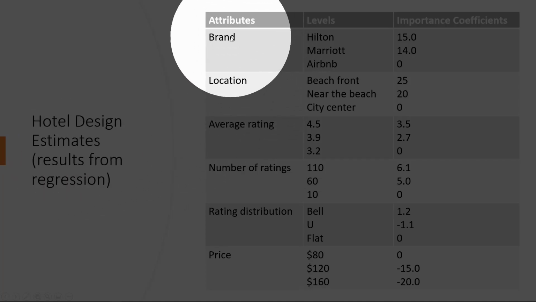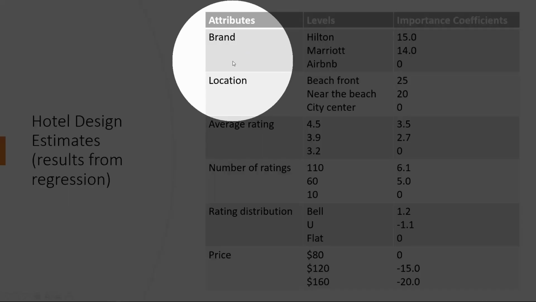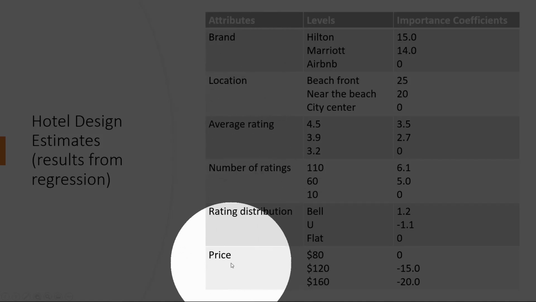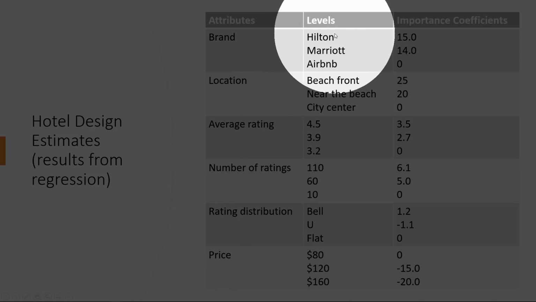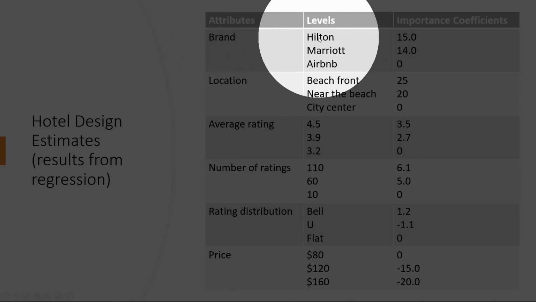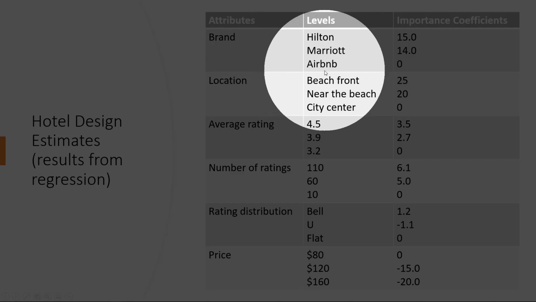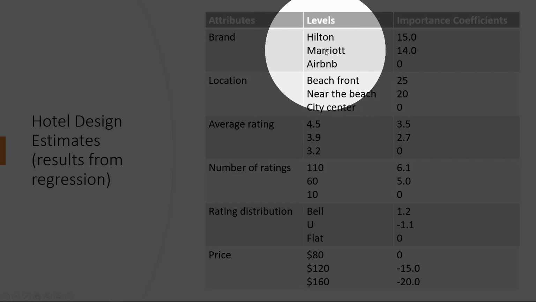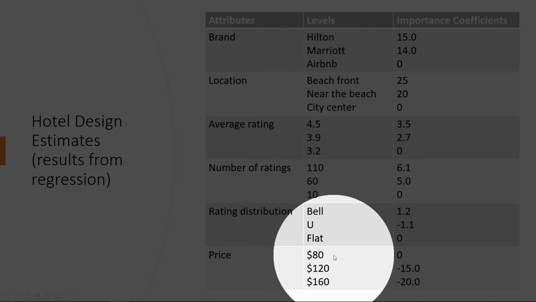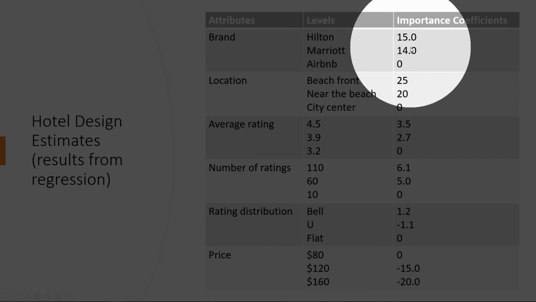And again, you have the attributes. So these are the attributes: the brand, location, average rating, number of ratings, rating distribution, and price. And these are the levels of the attributes that we have designed. So for each attribute, you have different specifications. And you can have at least 2 levels and as many levels as you want. So in this specific design, we have used 3 levels on each one of these attributes. And the regression result will give us the coefficients on each one of these levels.